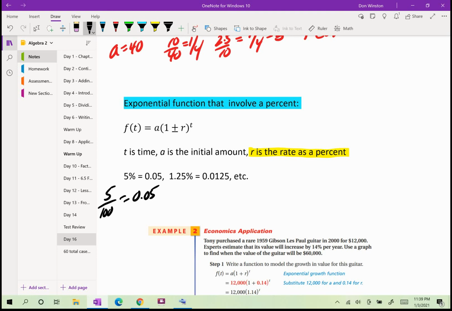We have to convert the percent to a decimal. 1.25%, 1.25 divided by 100 is 0.0125. We just move the decimal 2 places to the left. So 5% is 0.05, and 1.25% is 0.0125. We have to convert that percent to a decimal.